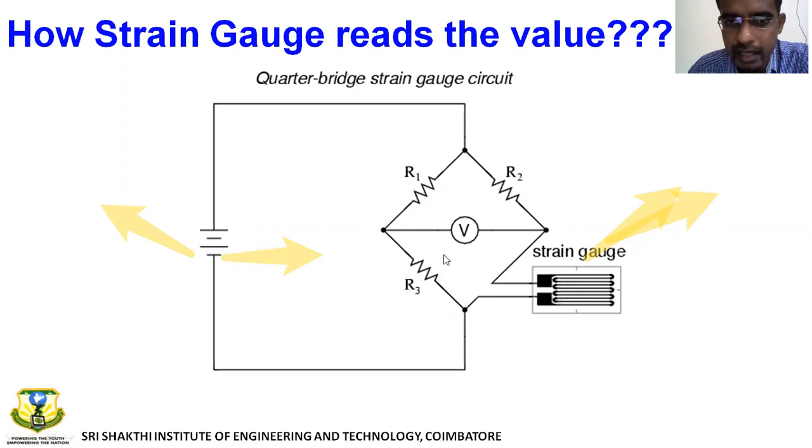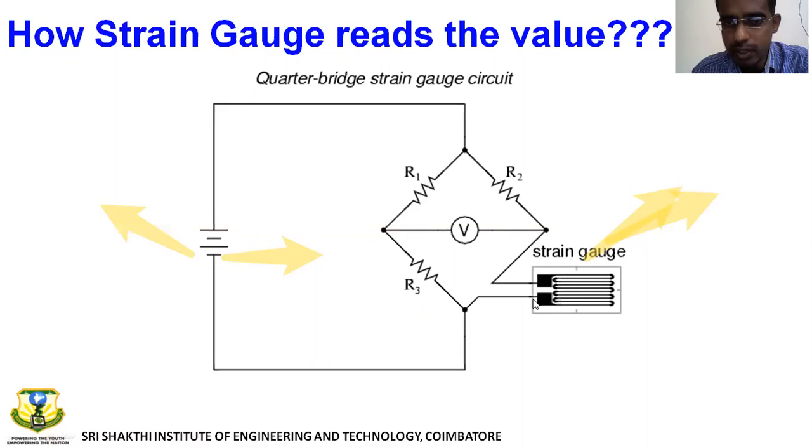So that is how the voltage variation happens. Once the voltage varies, everything is over. That can be read by using a voltmeter or whatever, right? So that's how we work. The stress or strain or force or pressure applied is being read out in the meters in this way.